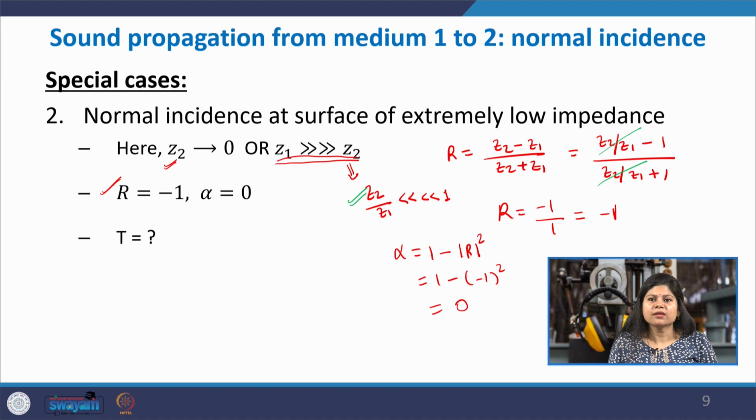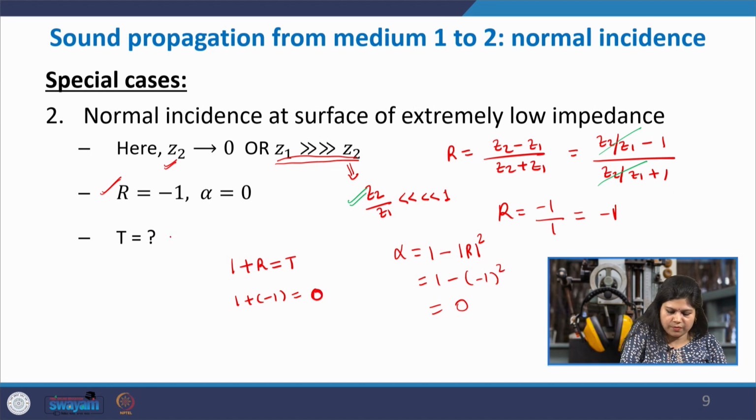What do you think the transmission coefficient is going to be in this particular interaction? Once again you can use this relationship: 1 plus minus 1, which should be 0. So, 0 transmission. Essentially, when the wave is incident normally and travelling from a high impedance to a very low impedance medium, there is a reflection, but the transmission coefficient is 0. So, physically what happens at this boundary?